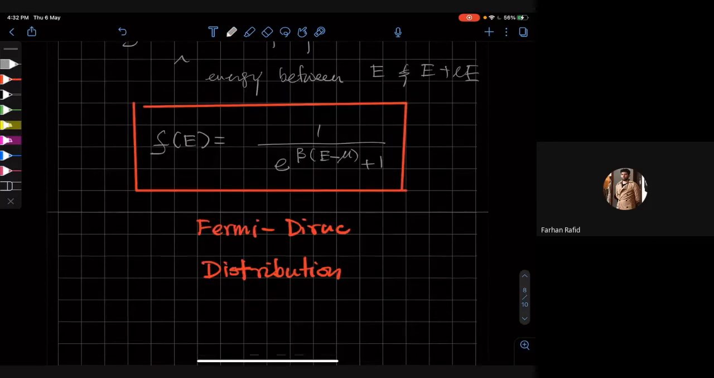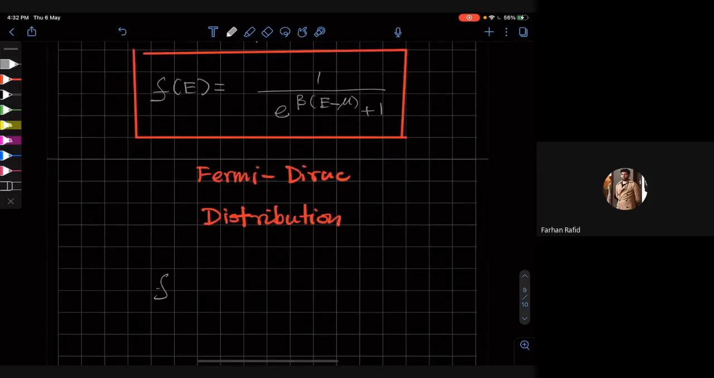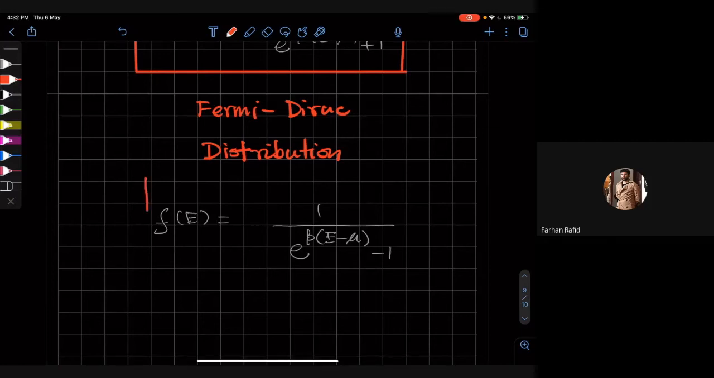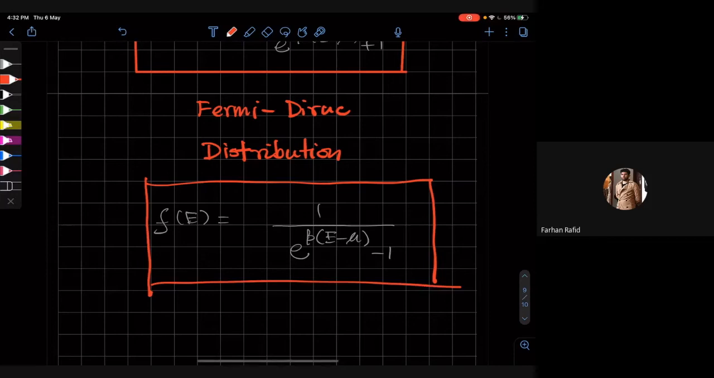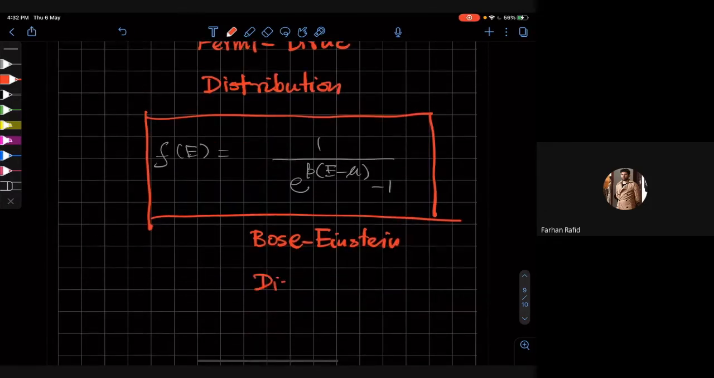And on the other hand, f(E) for bosons is 1 over e^{β(E − μ)} minus 1. And this is known as the Bose-Einstein distribution. Okay.